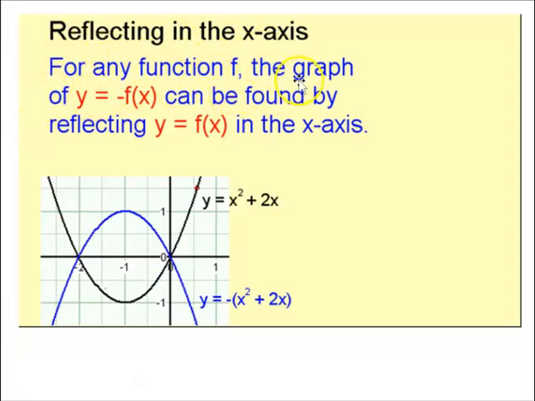For any function f, the graph of y is equal to minus f of x can be found by reflecting y is equal to f of x in the x-axis. So say, for example, this black curve here is x squared plus 2x, and the blue curve is y is equal to minus x squared plus 2x. And we can see it's been reflected in the x-axis. So it still has the same points of intersection with the x-axis, but otherwise everything else is just a reflection in the x-axis. So the minimum point was minus 1 comma minus 1, and that is now the maximum, which is minus 1 comma positive 1.